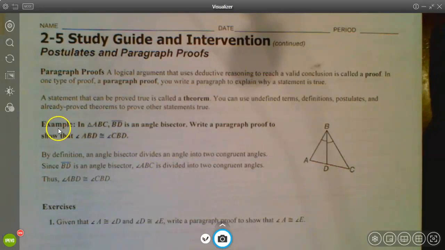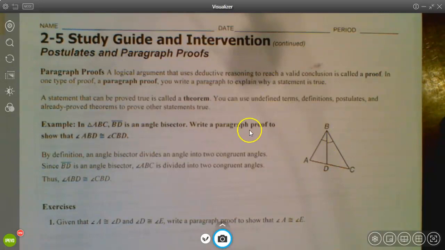All right, so here we go. So here's what they're giving us to start with. Remember, they're always going to give you some given information. So here's the given: triangle ABC. You can see it over there on the right side. BD is an angle bisector. So this goes back to one of your definitions from chapter 1. So BD is an angle bisector of this angle right here. So you've got to think back at what an angle bisector is and what information that tells you.